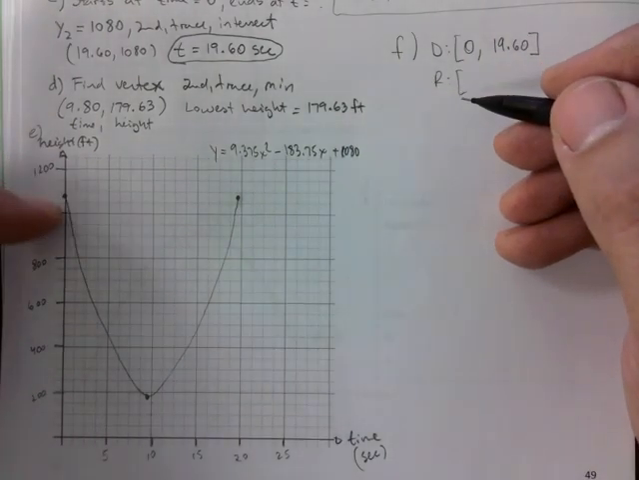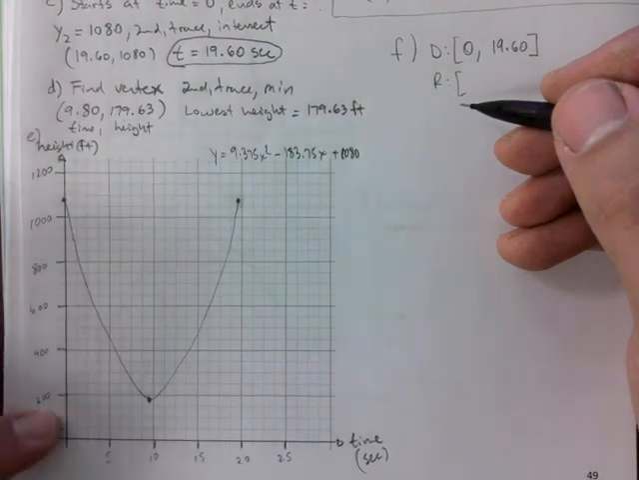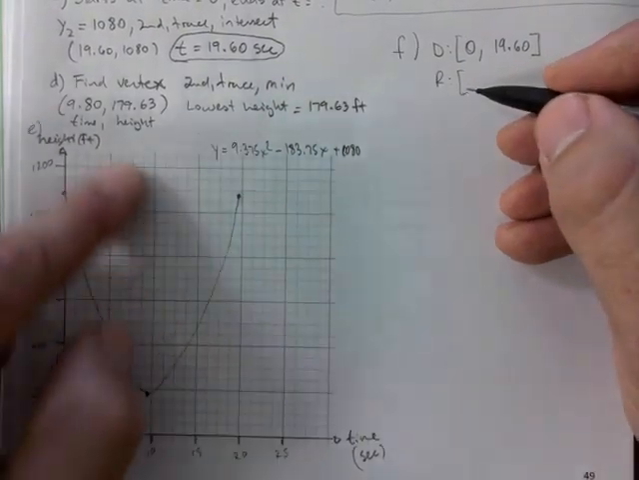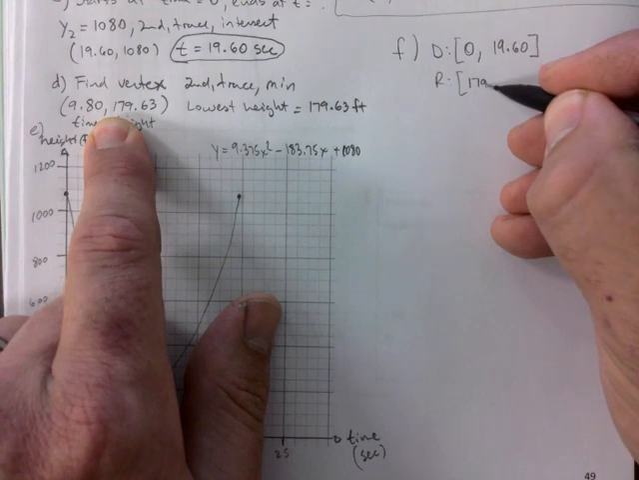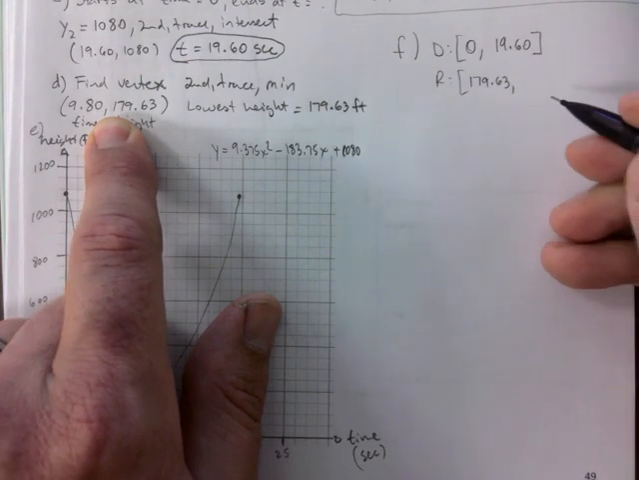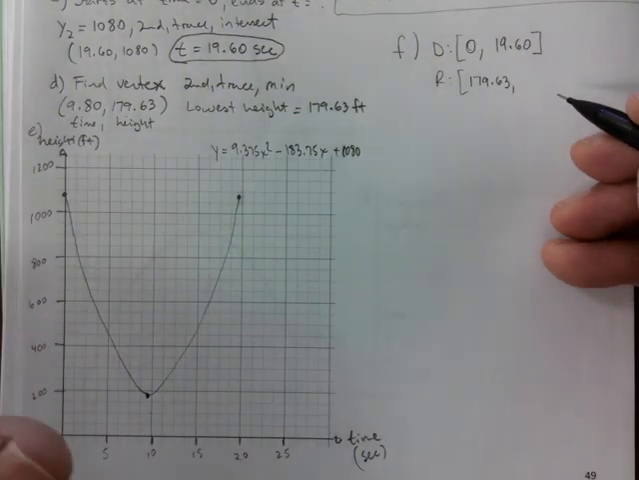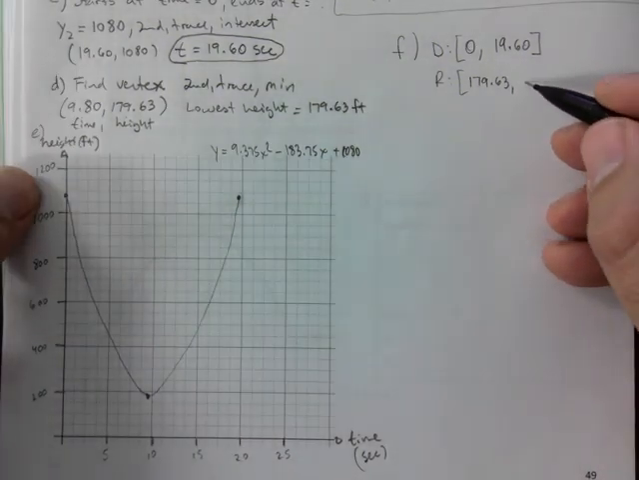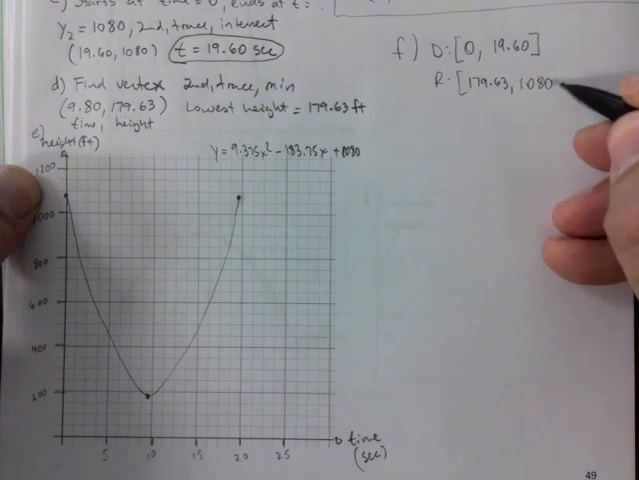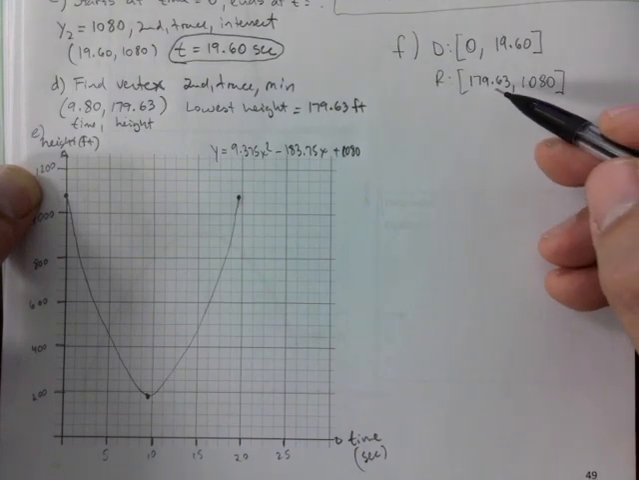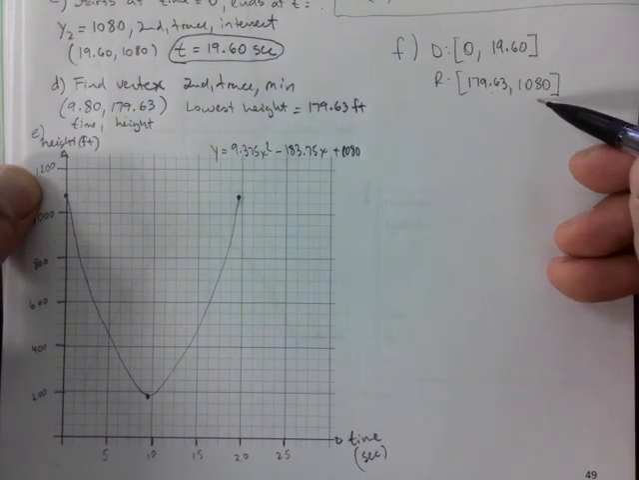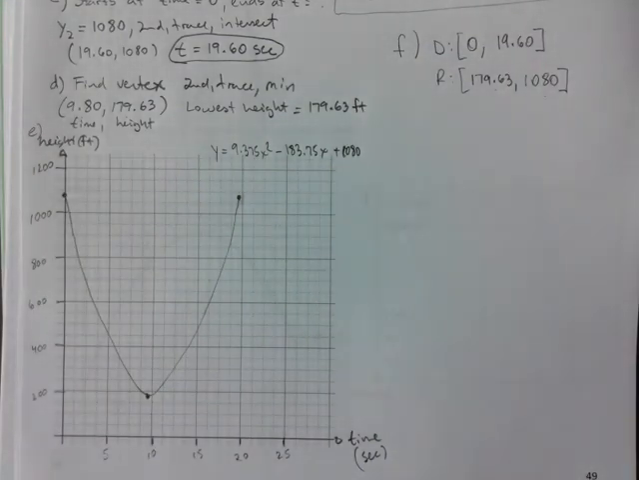Range goes from the lowest height here, which is, I know that's 179.63, all the way to the highest point of this scenario, which is 1080. All right, so always lowest first, highest second, always, right? Make sure you get that right, because sometimes students get the right numbers, but they don't put them in the right order, and that's very important to get it right.